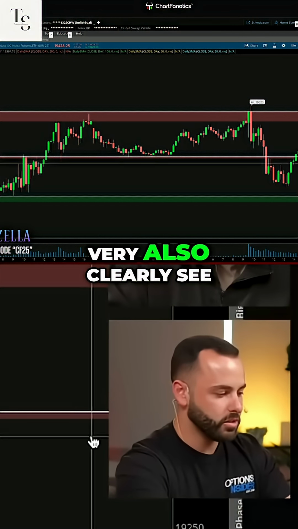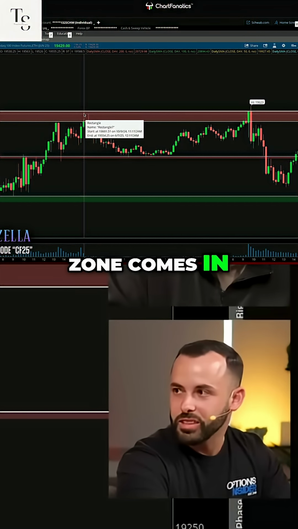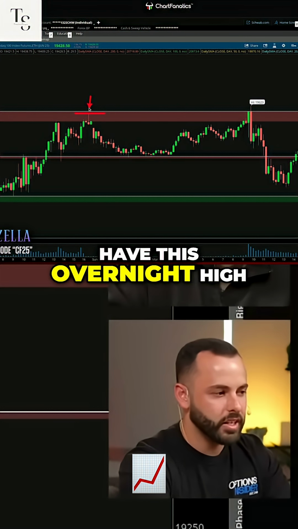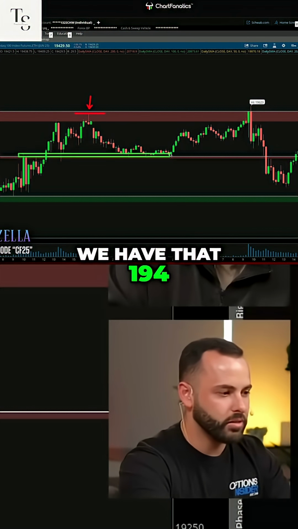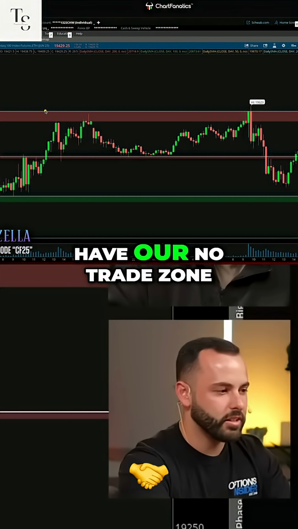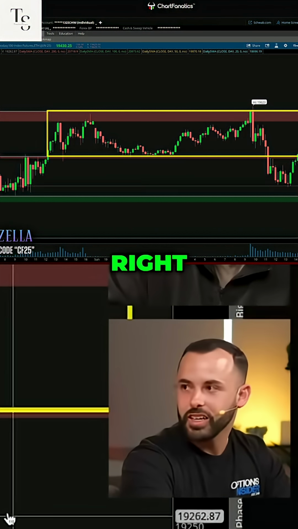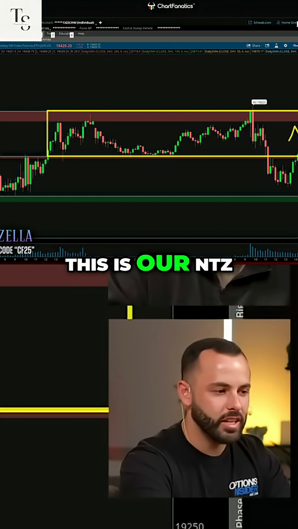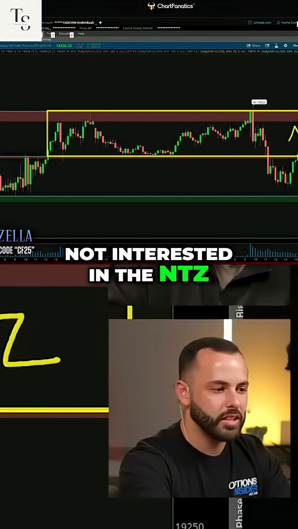We can also very clearly see where our no trade zone comes in, right? Look at this. We have this overnight high. We have that 19.4 low. So what do we have? We have our no trade zone. So we don't want to be trading here. This is our NTZ. Not interested in the NTZ.